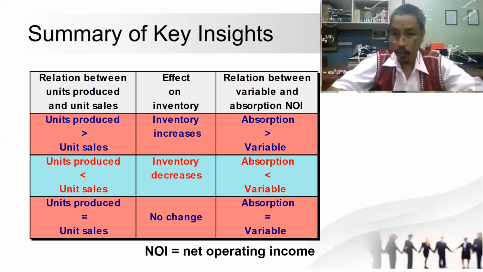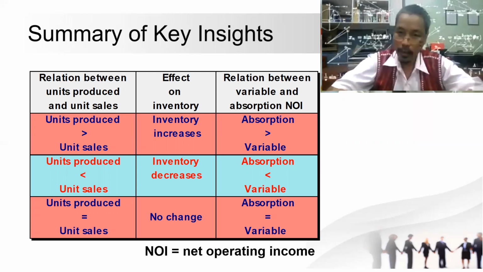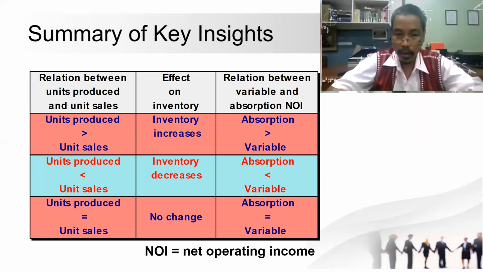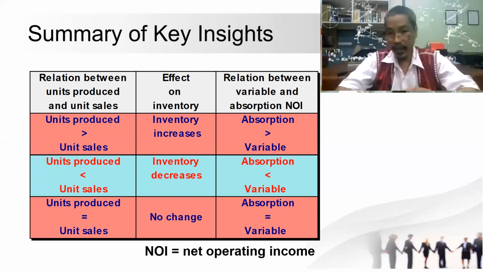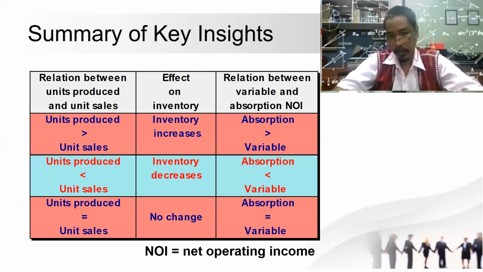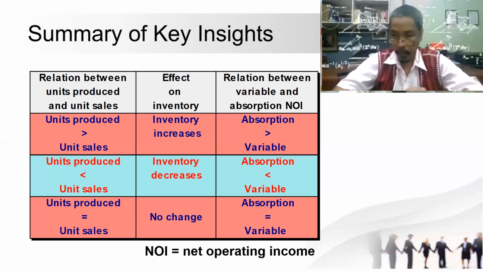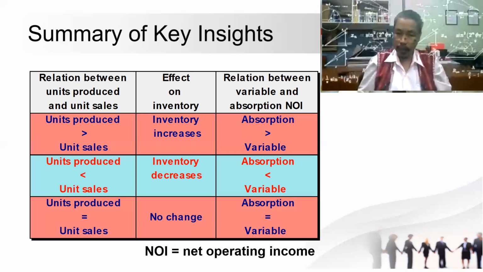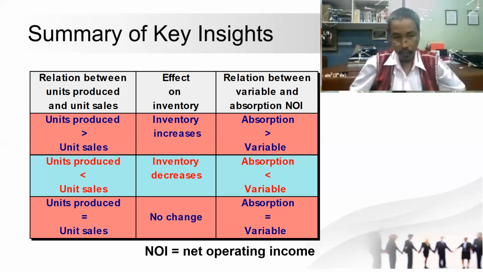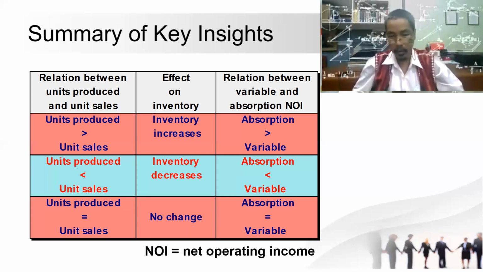So therefore, we have so much inventory because the number of production is greater than the number of sales. So we have plenty of products in our warehouse. What if units produced is less than unit sales?